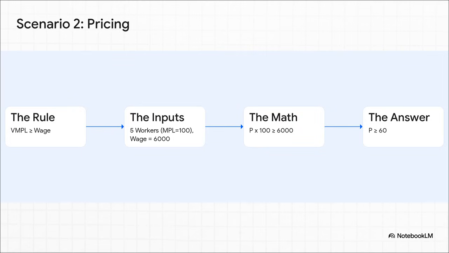Now let's try a different angle with scenario 2. Imagine wages suddenly jump up to 6,000, but we've decided we definitely still want to keep our 5 workers. What's the minimum price we'd have to sell our product for to make that decision worthwhile?